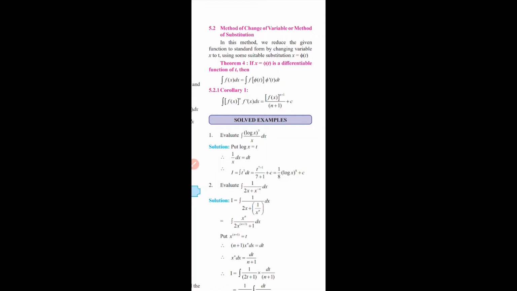So in here, this is the main formula, that is integration of f of x dx is equal to integration of f of phi t into phi dash of t dt. So this is a bit complex formula, so I'll explain this to you later on. After solving the examples, you'll understand it easily.